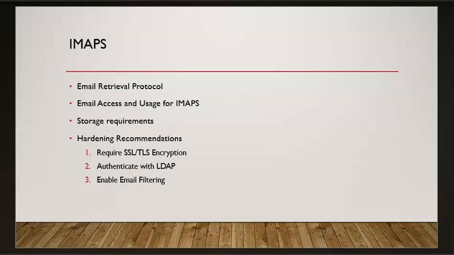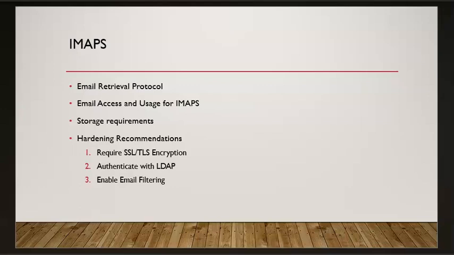So a few hardening recommendations I found, one of which was to require SSL TLS encryption. Requiring SSL TLS will ensure all the email traffic using the IMAPS server will be encrypted. So if traffic was ever to get intercepted, it wouldn't be readable. By default, the SSL TLS setting is set to yes, which means that the server allows SSL traffic, but changing it to required requires it to be SSL and will drop any non-SSL traffic.